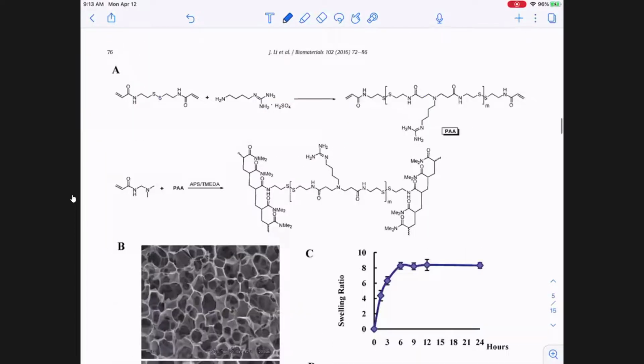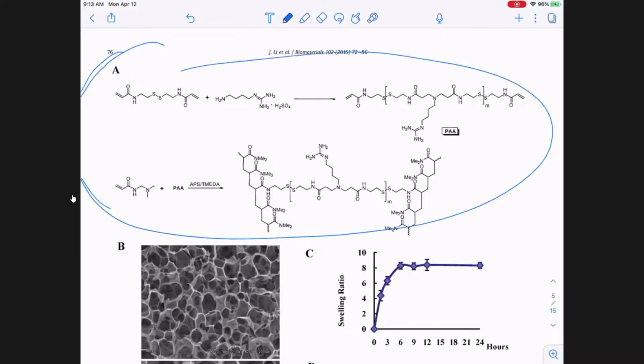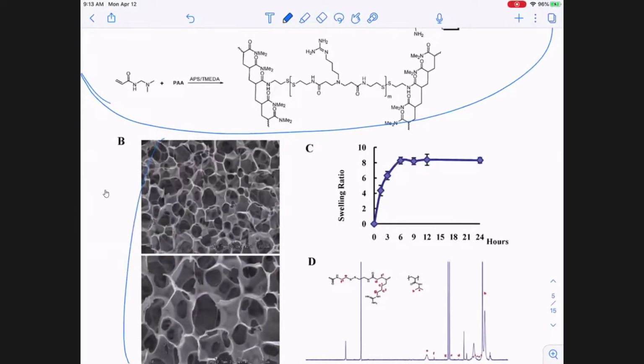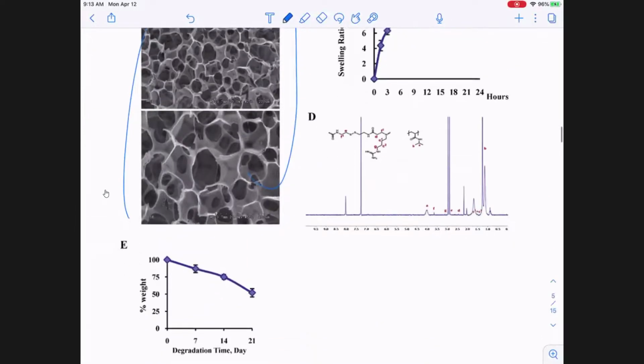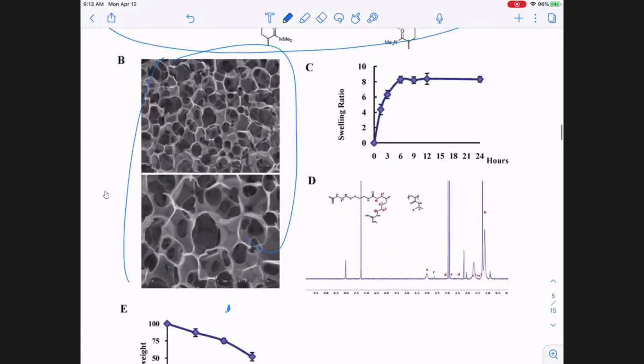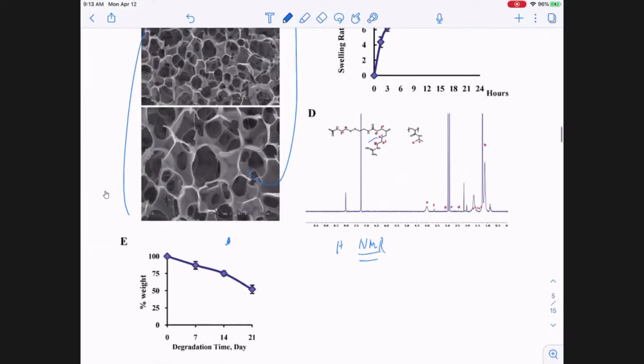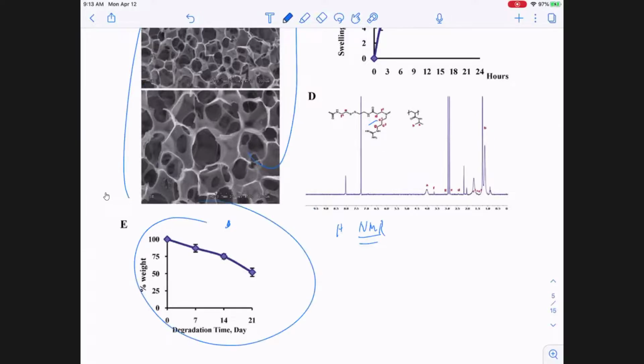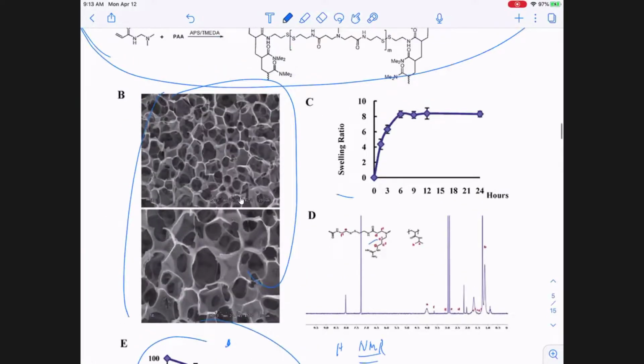So here are some results. First, how to make the materials and the morphology. That's the SEM image, because it has macropores. That's for hydrogel, not nanogel. And with NMR, right? That's NMR to detect the chemical structure, and the degradation rate and the swelling.